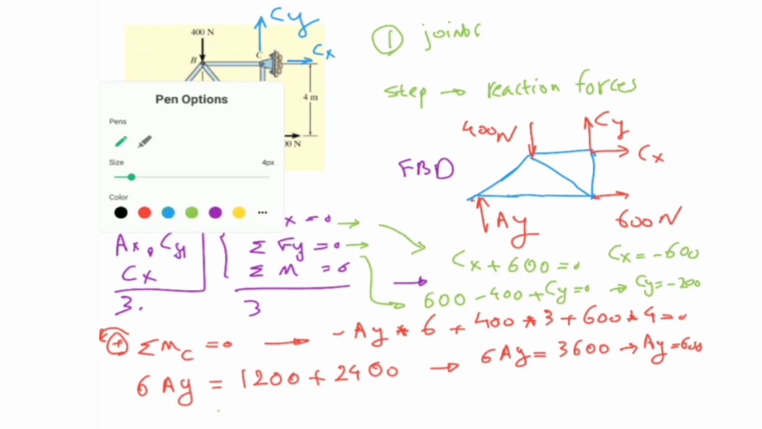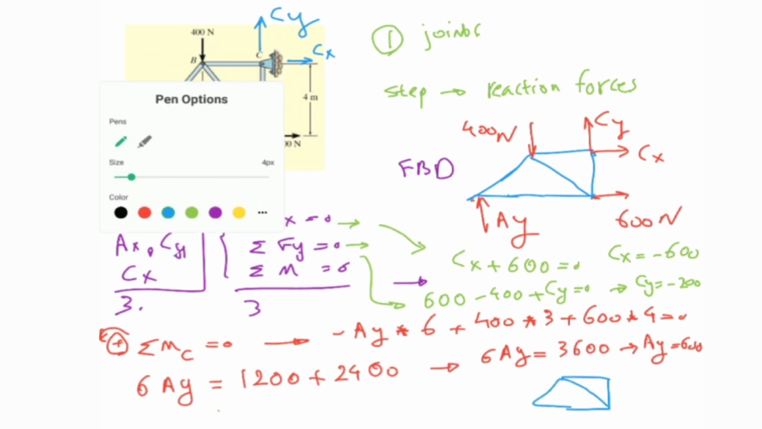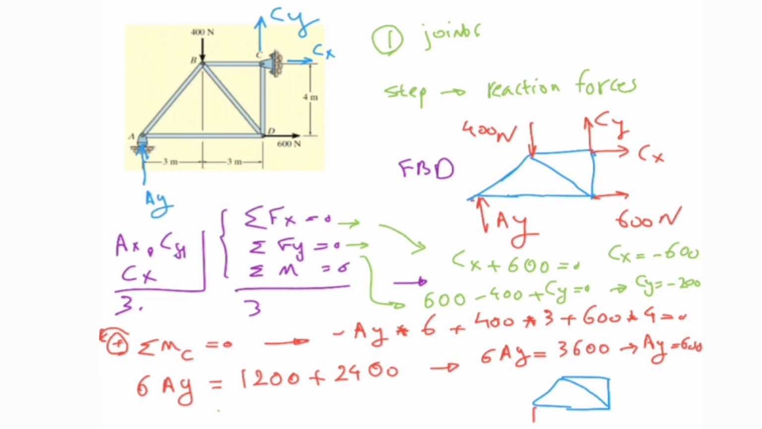And if I do the free body diagram with the known forces, I would have such a diagram like this, and I would have 600 over here, which is Ay. I would have 400 over here, and Cx is another 600. I have 600 over here, and Cy is 200, and I put it like this. And this is my free body diagram with the known forces.